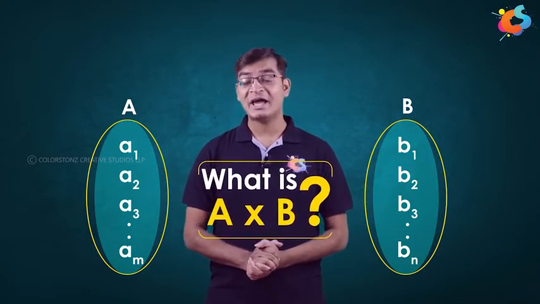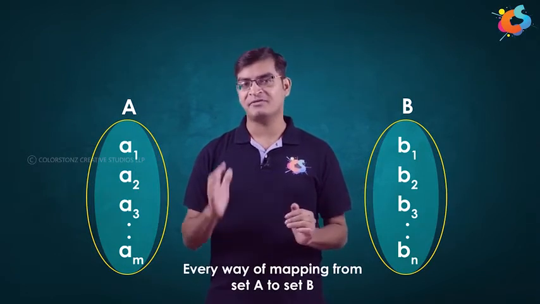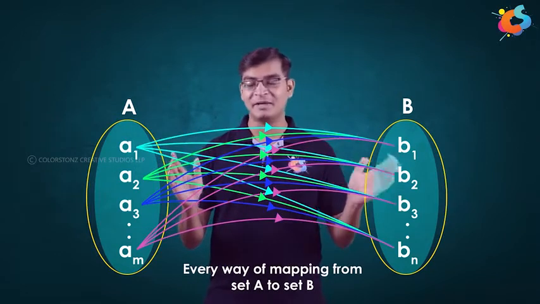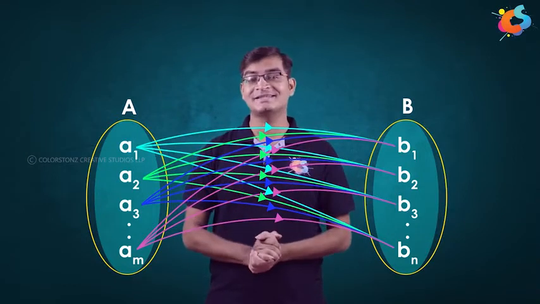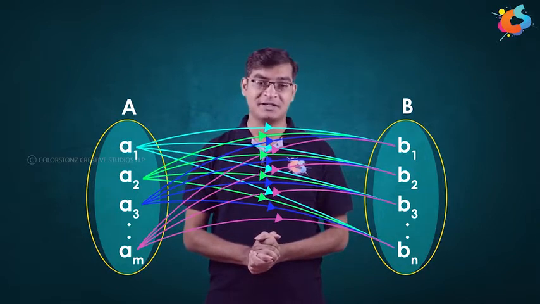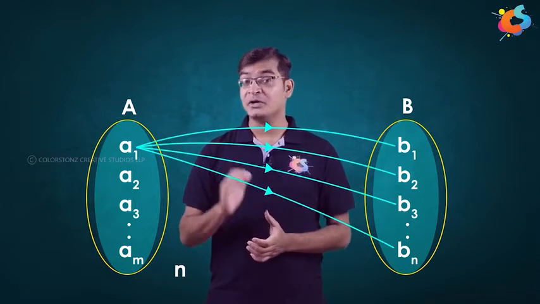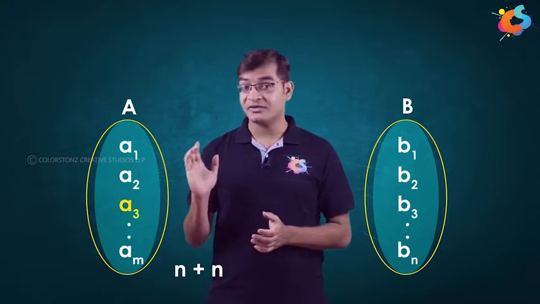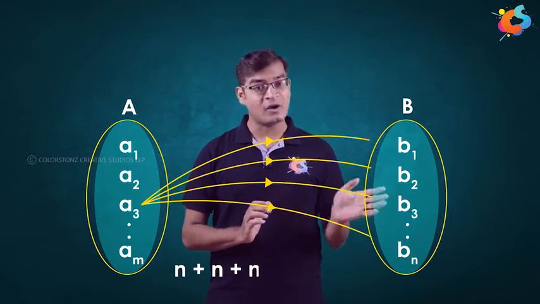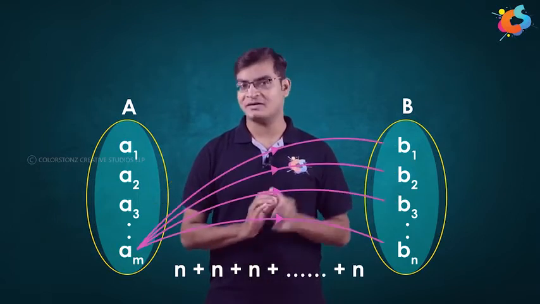Now, what is A cross B? A cross B is every way of mapping from set A to set B. All those ordered pairs, if you are putting in one single set, then that is A cross B. So therefore, because of A1, we will have n ordered pairs. Because of A2, we will have n ordered pairs. Because of A3, we will have n ordered pairs. Because of Am, we will have n ordered pairs.